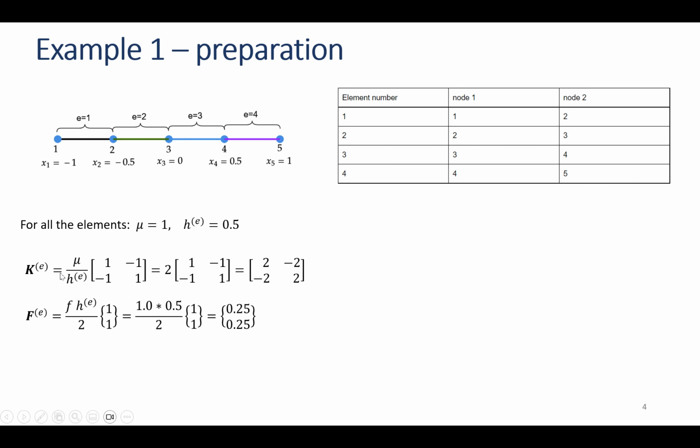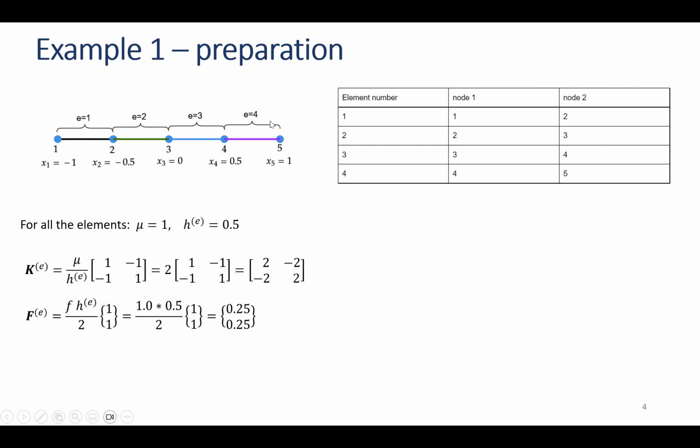So mu is 1, h is 0.5, so we get 2. That means the element stiffness matrix is [2, -2; -2, 2]. And similarly, we can calculate the element force vector. F is equal to 1, h is 0.5, divided by 2, so we get 0.25. When we multiply with the vector of 1 and 1, we get 0.25 and 0.25. So this element stiffness matrix and element force vector are the same for all the elements.